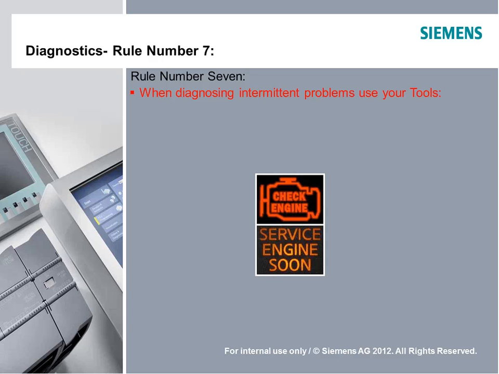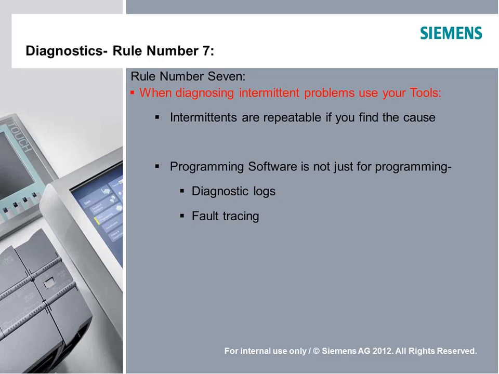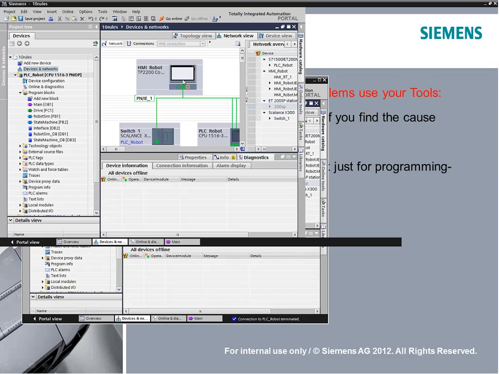So these tools are invaluable with intermittent diagnostics. And if you've got that tool, then the intermittent can be repeatable if you can find the cause. Makes sense. And oftentimes programming software and system software can give you things like diagnostic logs and fault tracing. And I've got an example of that I'm going to pull up for us here.